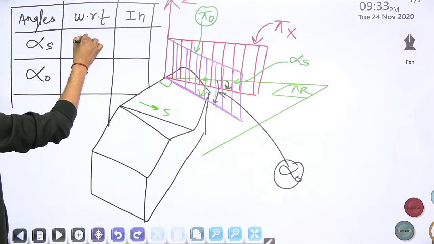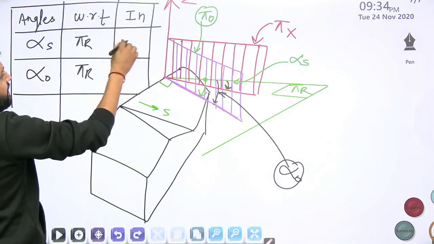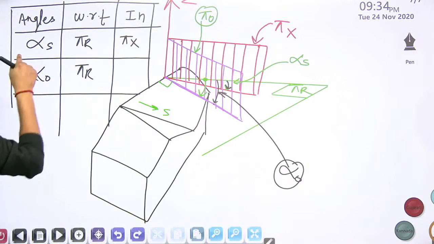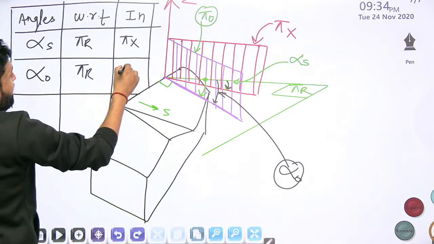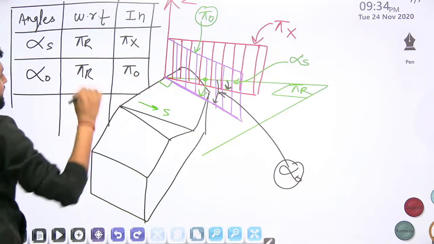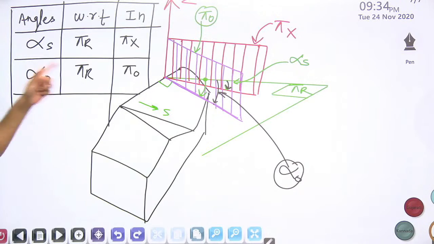Both angles will be measured with respect to the reference plane, but the side rake angle will be measured in the pi x plane, and the orthogonal rake angle will be measured in the pi o plane, that is the orthogonal plane. Yes, did you get it? Did you understand what is orthogonal rake angle? Did you understand what is inclination angle?